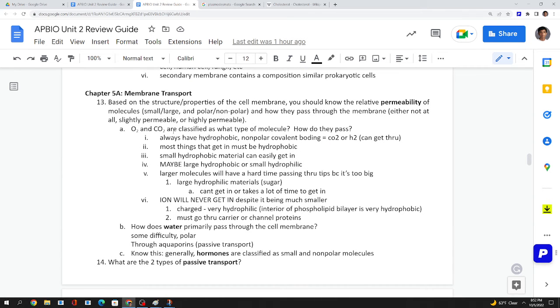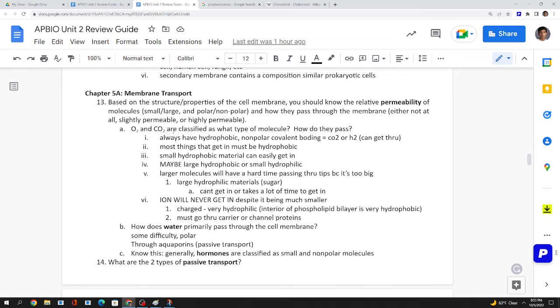Based on the structure and properties of the cell membrane, you should know the relative permeability of small and large and polar and nonpolar molecules. Small molecules typically pass more easily through the membrane because they can go through the cracks and crevices of the hydrophilic heads. The larger the molecule, the harder it is, but remember that nonpolar molecules will always go through easier. They are the most permeable because the hydrophobic interior is the largest portion of the plasma membrane, so nonpolar things are attracted to that part and go through.